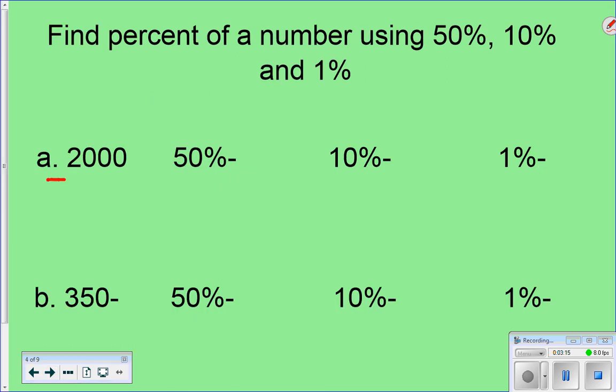So let's start with 2,000. That's going to be our big number we're going to start with. Then we're going to find 50% of it, 10% of it, and 1% of it. So you should be able to find those 3 things right off the bat. So go ahead and do that. If you can find 50, 10, and 1, do that.